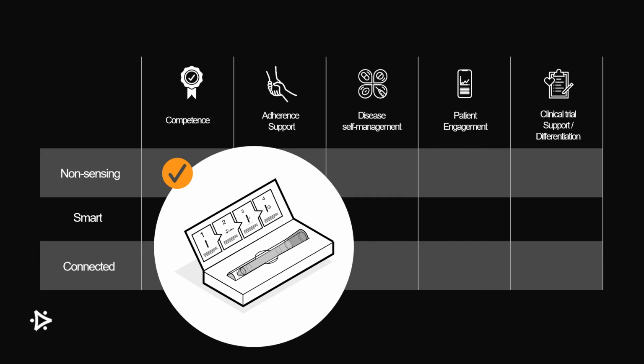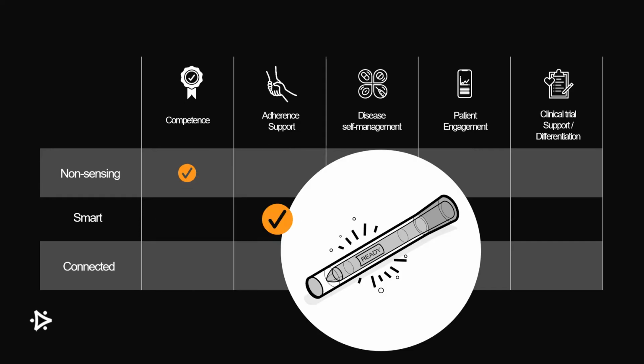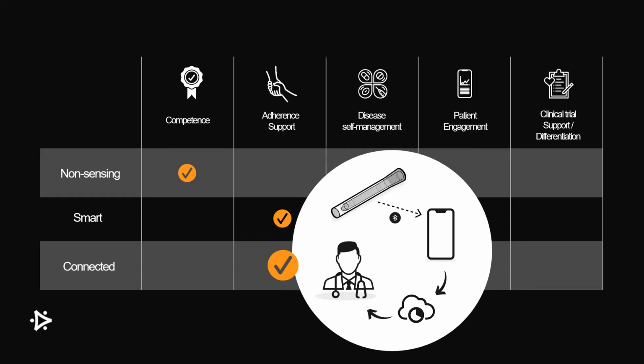For example, could a simple redesign of the packaging and instructions help with competence by improving the onboarding experience of a new device? Could we support adherence with a simple onboard display which records when the device was last used? Or do we need a more sophisticated solution where usage data is shared with an HCP via the cloud, allowing a targeted intervention if no activity is detected?